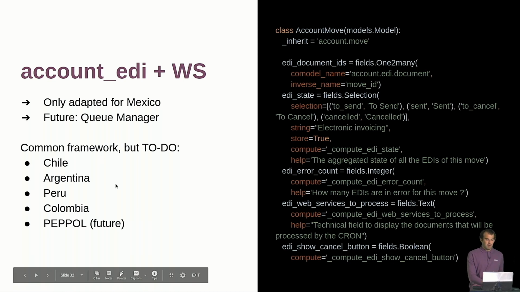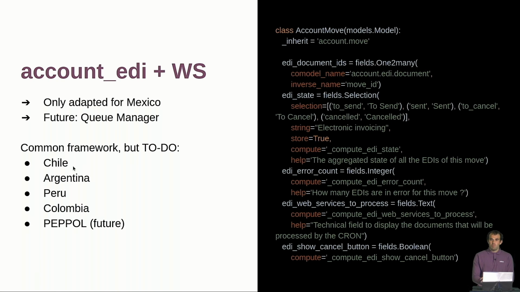Maybe for Chile, I'm working with Daniel Blanco, and the Chilean localization is actually quite interesting because it's not only sending to the government, but you also receive the invoices, your vendor bills. And when you receive the vendor bill, you can actually say if you accept or reject them. That way you also don't need some kind of cancel mechanism. So it's a really nice way to do that.